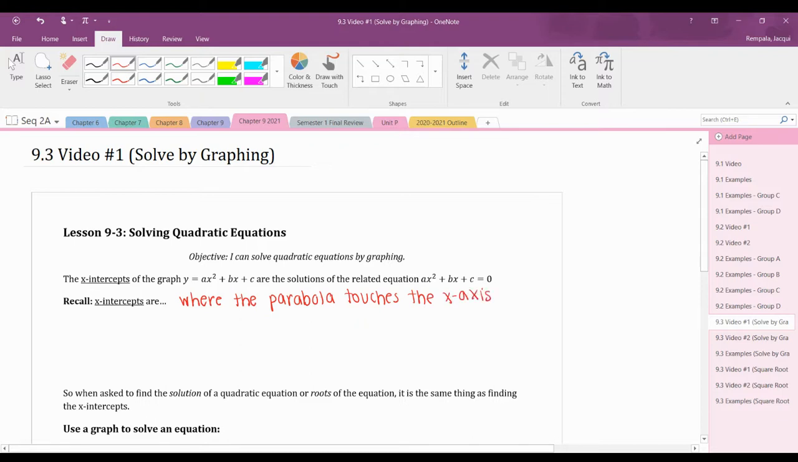Just like we've been identifying the y-intercepts, the ordered pair where the parabola touches the y-axis, here x-intercepts are where the parabola touches the x-axis. Okay, so when asked to find the solution of an equation or of a quadratic equation or the roots of the equation, those two things are interchangeable. It's the same thing as finding the x-intercepts. So all of those words mean the same thing. What we want to do is figure out where does the parabola touch the x-axis.